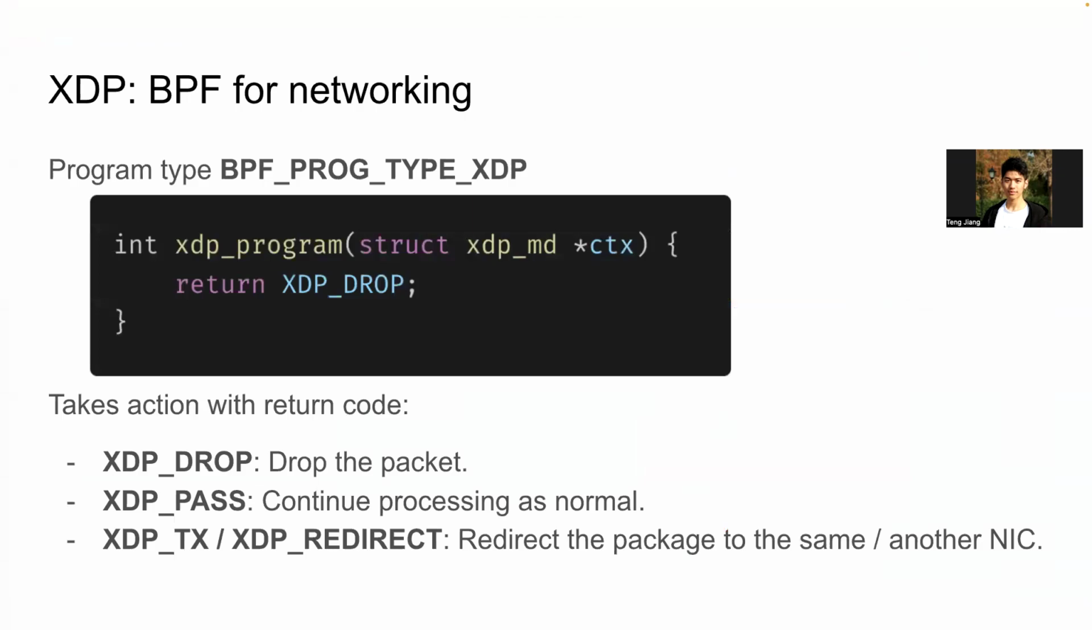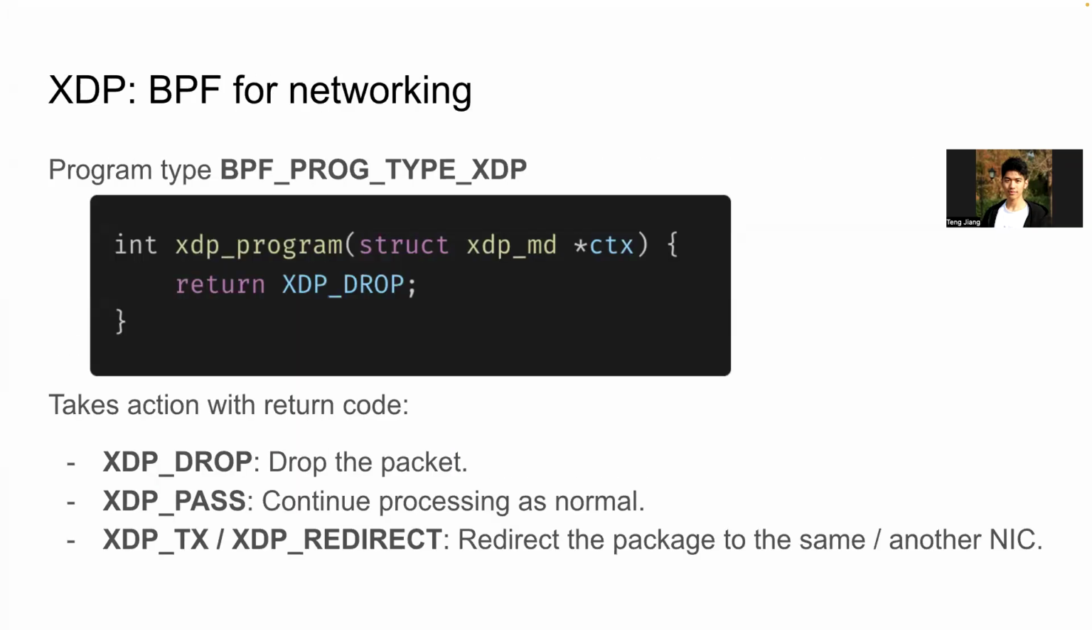The program type for XDP is BPF_PROG_TYPE_XDP. Once again, you can see all the kinds of program types defined online. Basically, you have several actions. You receive a packet, and you can drop the packet, you can pass the packet through the Linux stack as usual, or you can redirect the packet to the same NIC or to another network interface card.